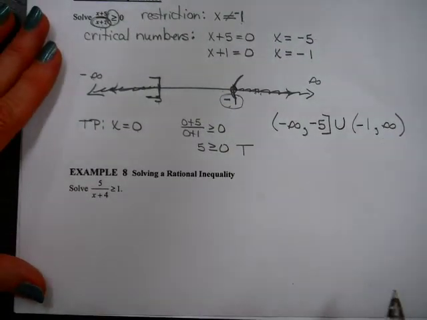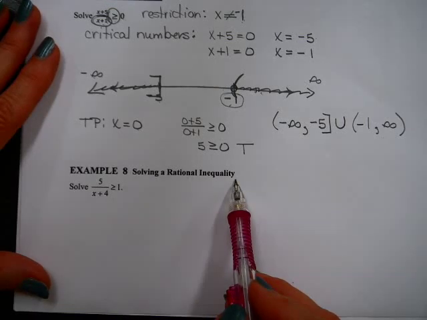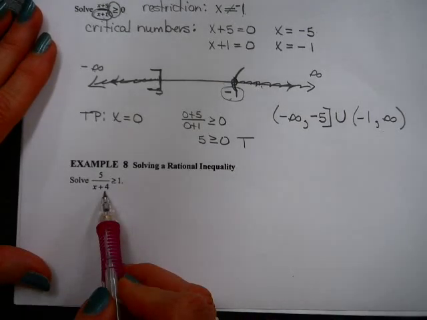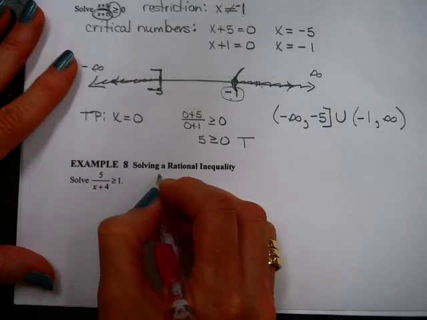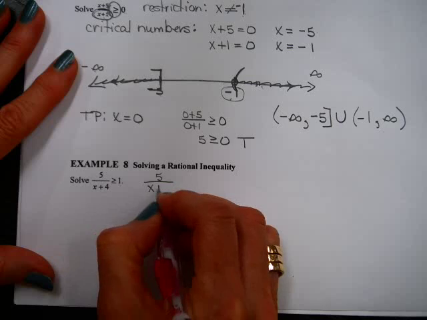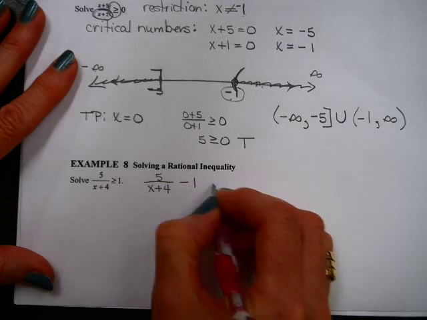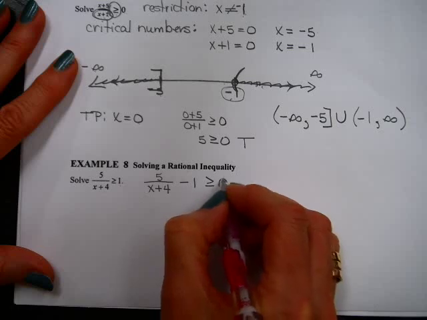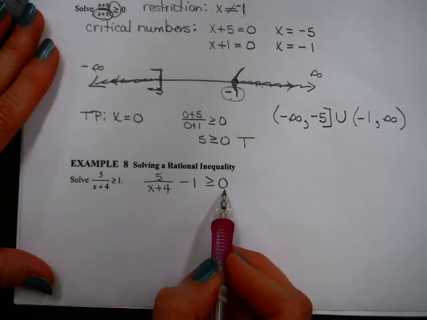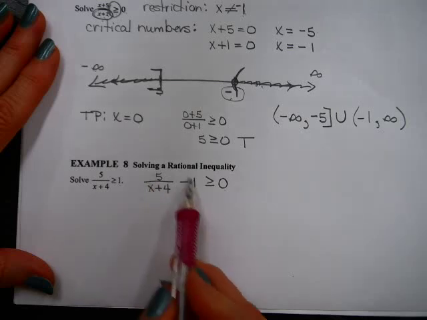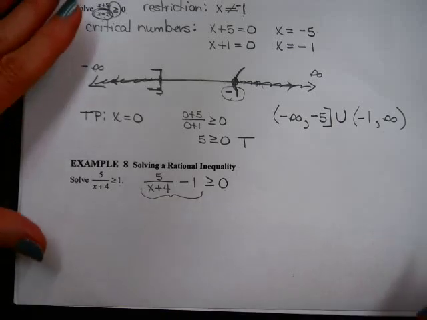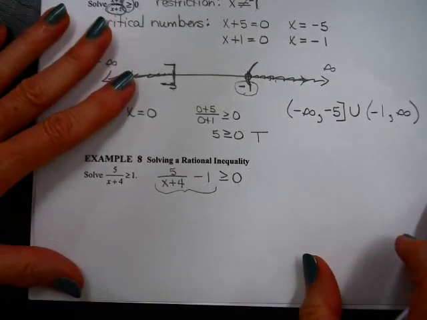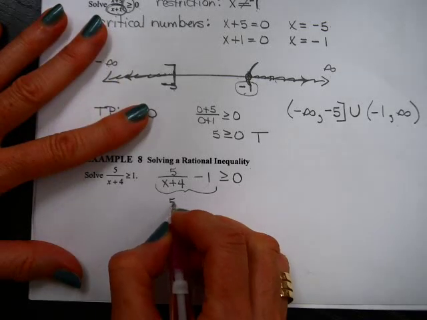Now, example 8, solving a rational inequality. According to our steps, we've got to have one fraction over here and 0. We don't have 0, so we have to get a 0. So this is going to be 5 over x plus 4 minus 1 is bigger than or equal to 0. Here's our 0, but now we've got to get one fraction right here. Now remember, to get one fraction, you need common denominators. So let me show you a process for that.